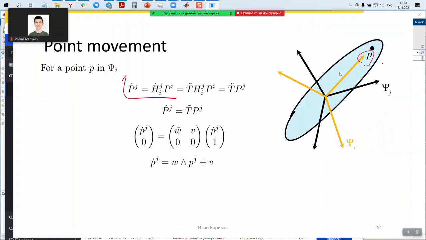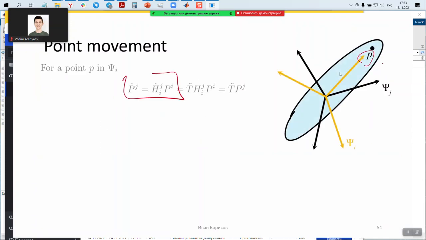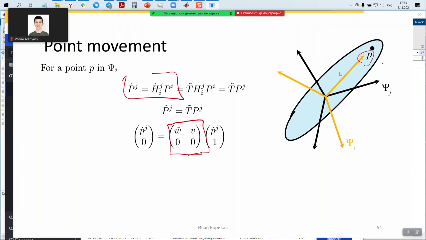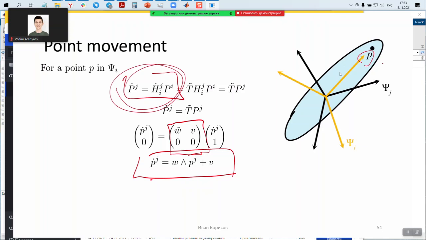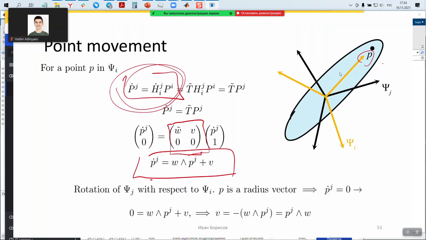For example, here it's just the same equation that we had previously, and you can put in the meaning of this twist, and you will get an equation that gives us that the velocity of point P expressed in J equals angular velocity, vector product, radius vector, plus the initial linear velocity. It's just a very basic equation that you know. From here we can see that the matrix representation that we just derived makes sense, and it's pretty much the same as what we were familiar with before. This equation must be familiar to you.